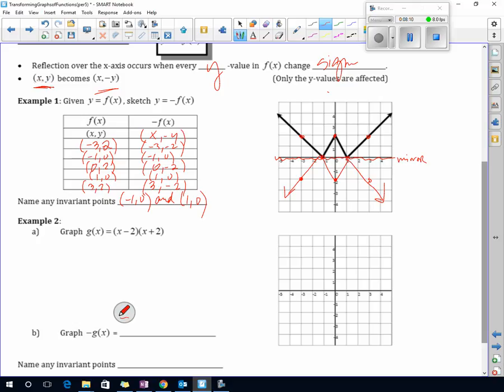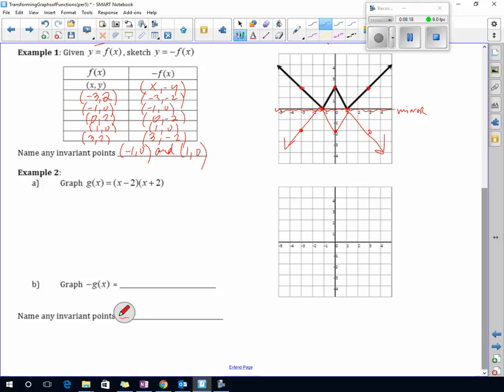g of x equals (x minus 2) times (x plus 2). It's a quadratic. And what's special about this quadratic? Oh, yeah, you're saying if I multiply this out, this is the difference of squares, x squared minus 4. Okay, so say you didn't multiply it out. What does this form tell you? The x-intercepts. So you know it's going through 2 and negative 2, yes?